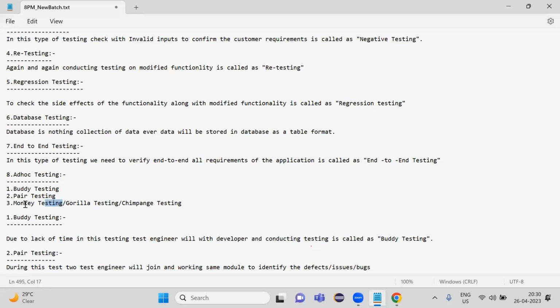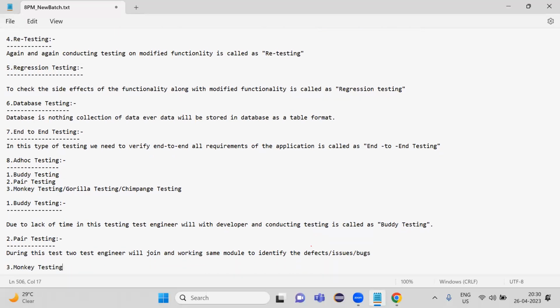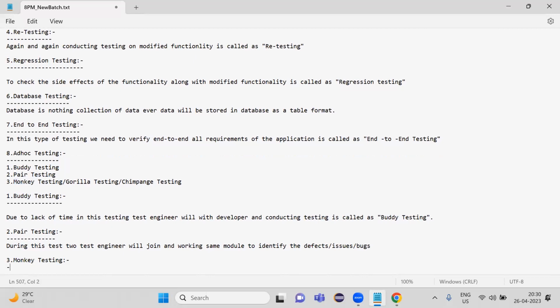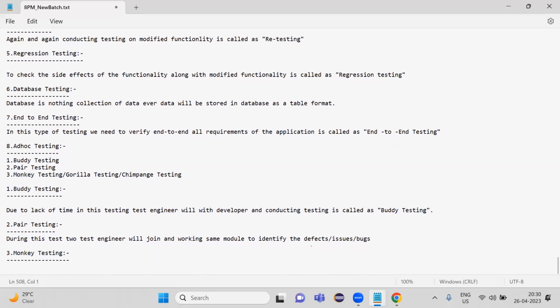Coming to another one. What is monkey testing? Without following any documentation. How does a monkey behave? It behaves however it likes, without following any rules. Without following any rules and any documentation, conducting testing is called monkey testing.